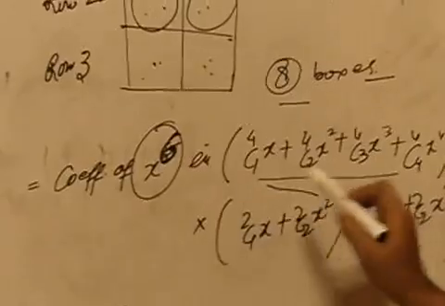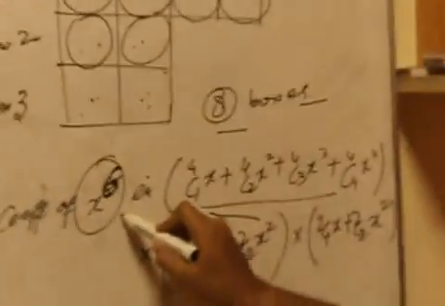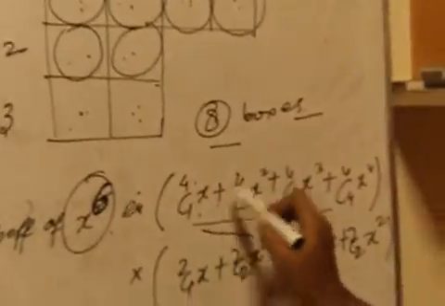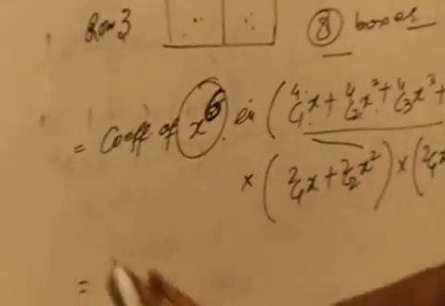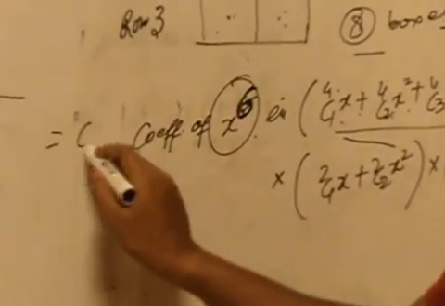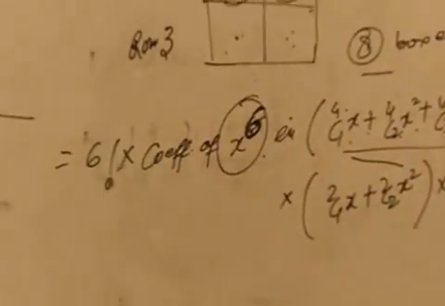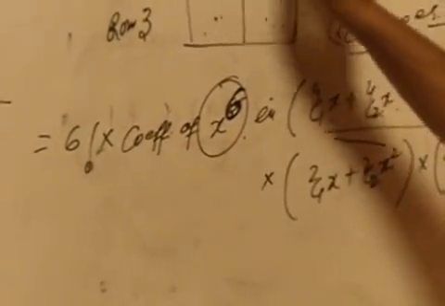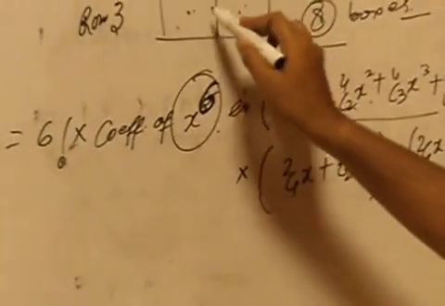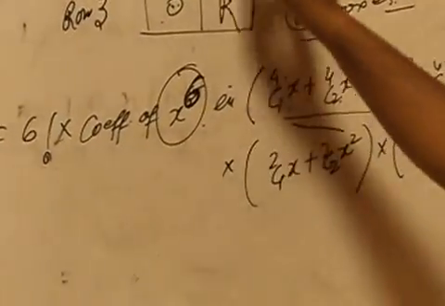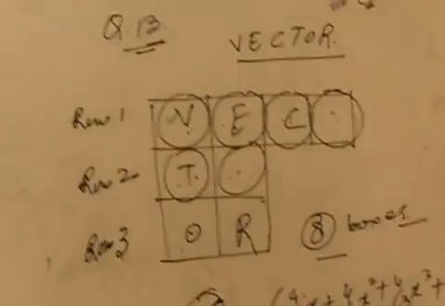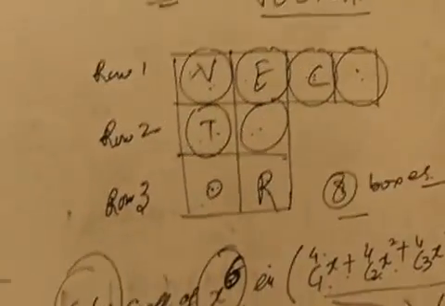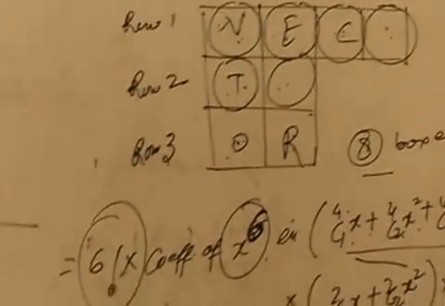That's why we find the coefficient of x to the power 6 in the expansion of 4c1 x, 4c2 x square, and so on. That will give the answer, but we need to multiply by 6 factorial also. Let us say we have arranged the letters of the word like V, E, C, T, O, R. These 6 letters at these 6 places can be arranged in 6 factorial ways. So we multiply this 6 factorial with this, and this is your answer. Thank you.